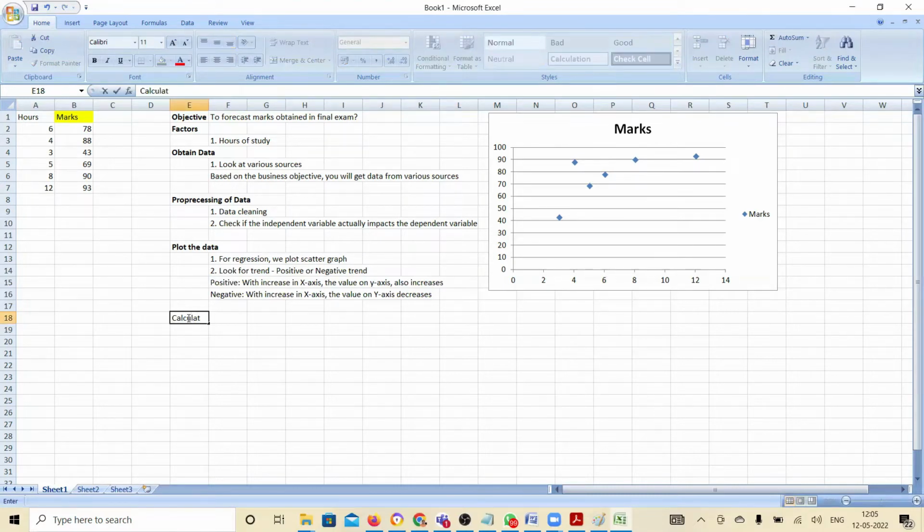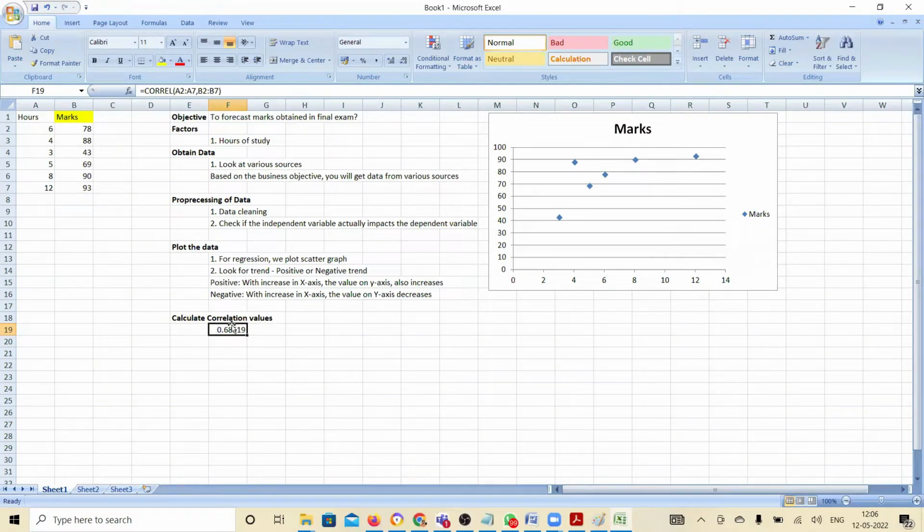Next is to calculate the correlation value. To find the correlation value, we have an Excel function called CORREL, C-O-R-R-E-L. In CORREL, you give the first data and then you give the second data here. You see this? Data 1 and data 2. And when you hit enter, you get a value of 68.5% or 0.68, right?